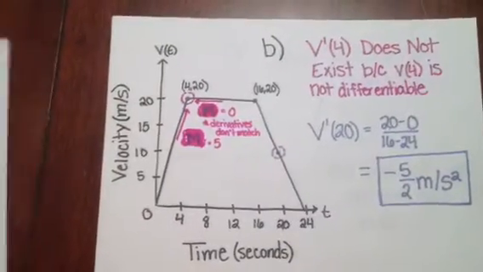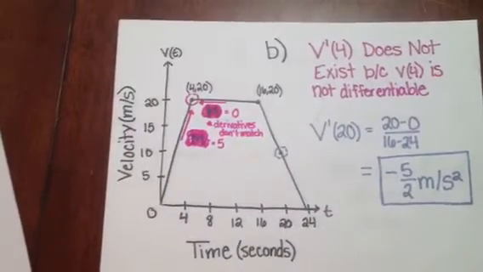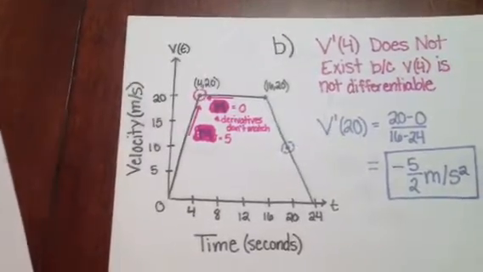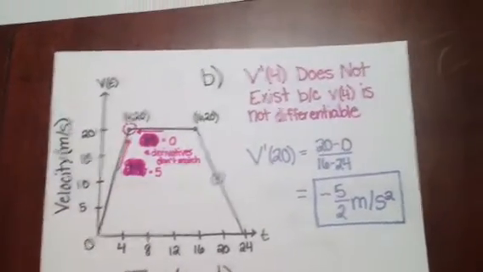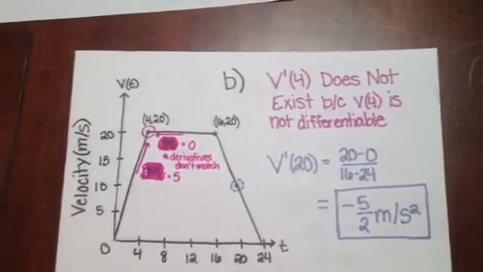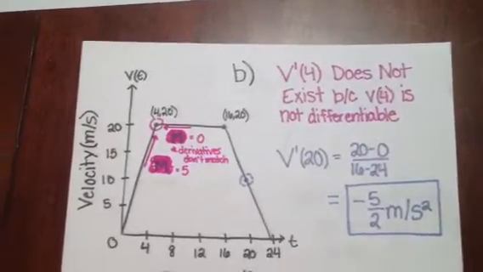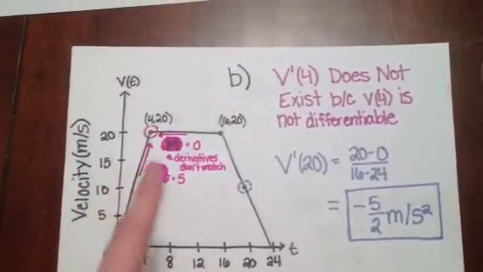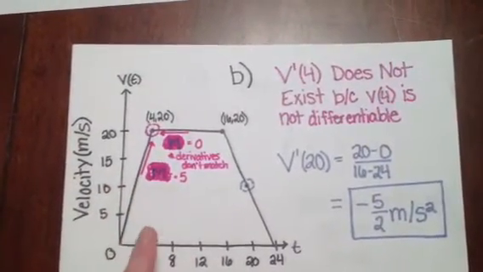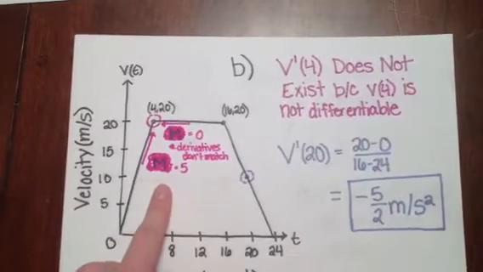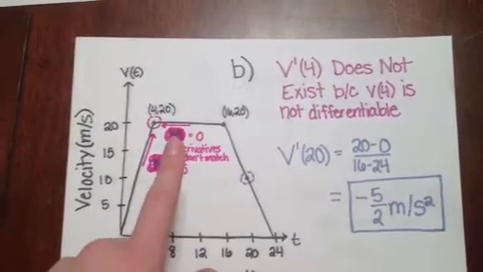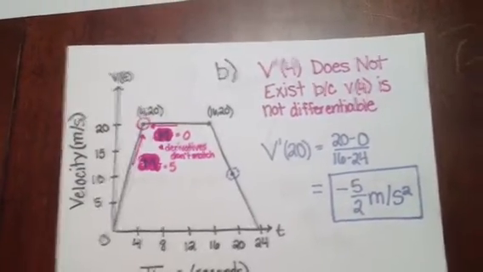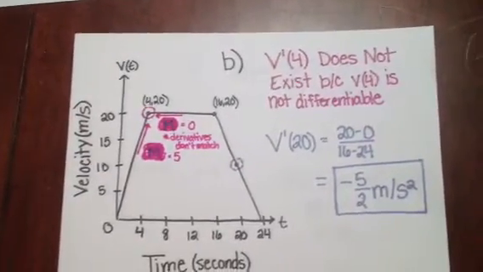For Part B, we were asked to find v prime of 4 and v prime of 20. So v prime of 4 actually does not exist because v of 4 is not differentiable. It's not differentiable because the derivative approaching from the left and right are not equal. The slope approaching from the left equals 5, and the slope approaching from the right equals 0. So the derivatives don't match, therefore v prime of 4 does not exist.